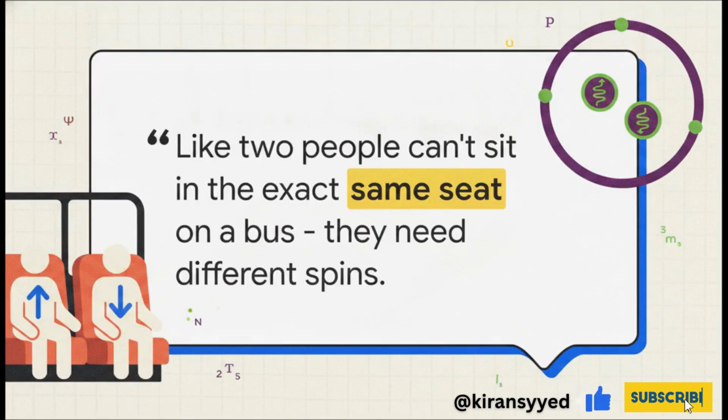And that brings us right to the Pauli exclusion principle. Think about it like a bus. 2 people can't sit in the exact same seat on a bus, right? Well, 2 electrons can't have the exact same state. They need different spins to coexist in that same orbital. This one principle guarantees that absolutely no 2 electrons in an entire atom can ever have the exact same 4-part quantum address. It's literally the ultimate rule of microscopic individuality.